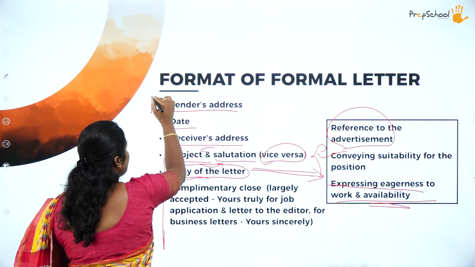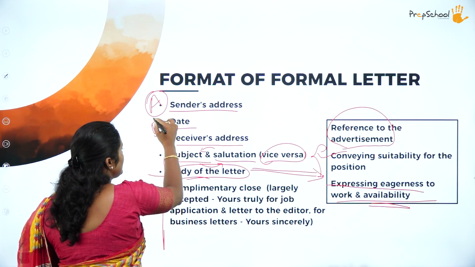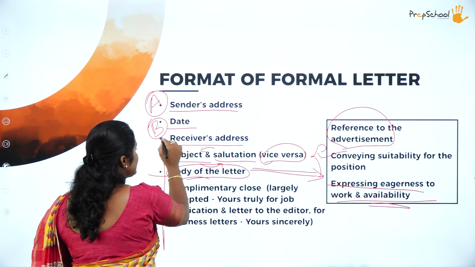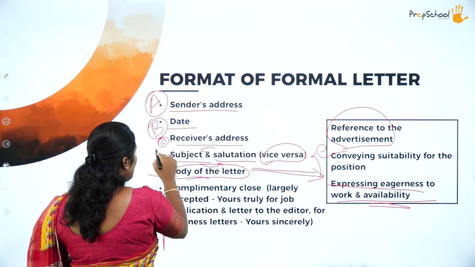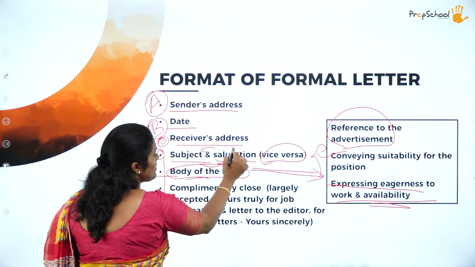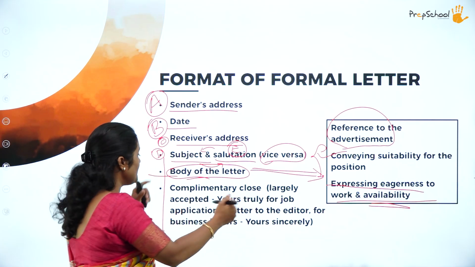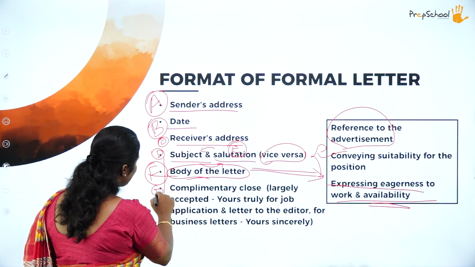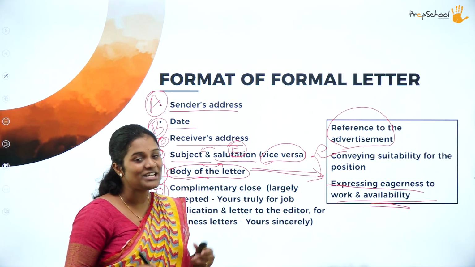So A is the sender's address. B is the date of when you are writing this letter to this employer. C is the receiver's address. D and E are your subject and salutation, vice versa. F is the body of the letter, and G is your complimentary close.